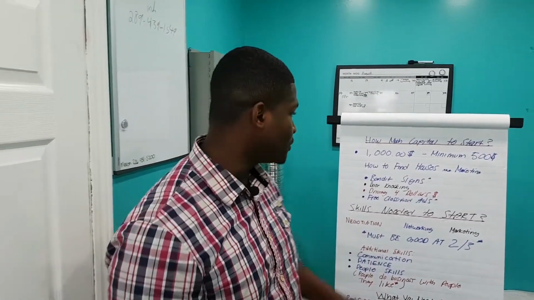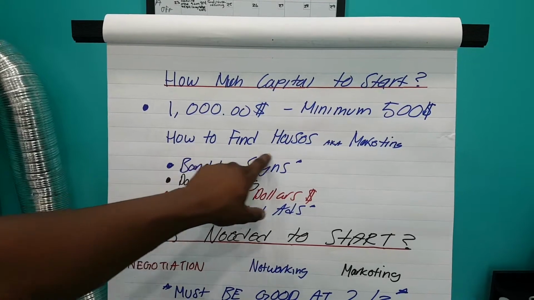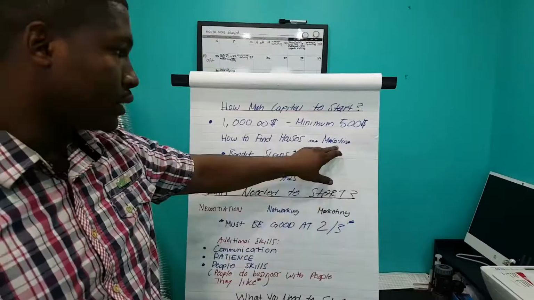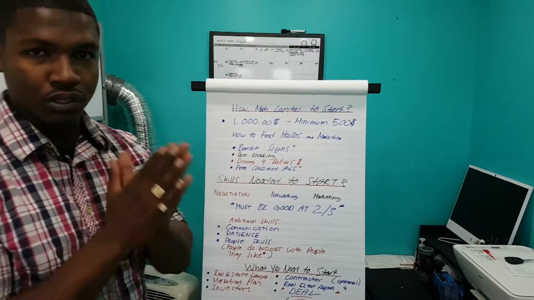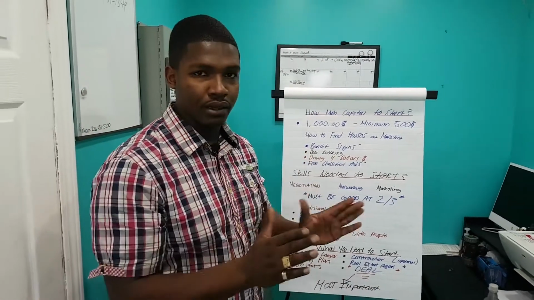What are the things I have to do? Okay, how do I find the houses? AKA the marketing. Getting the deals, which is gold. Getting the deals is gold. Get the deals, you got everything, all right?